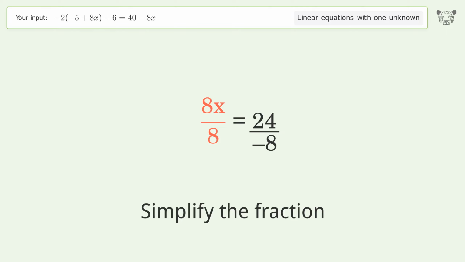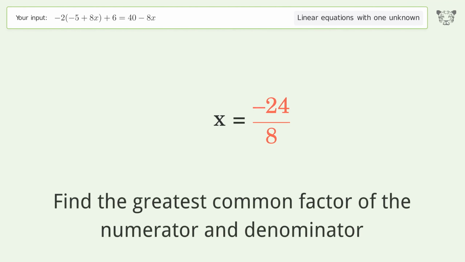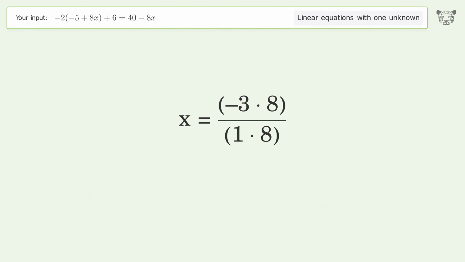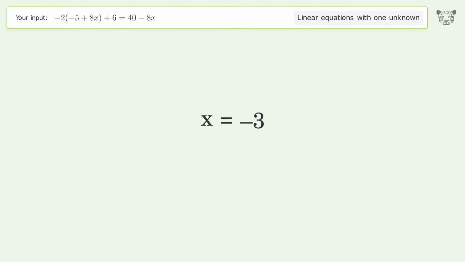Simplify the fraction. Move the negative sign from the denominator to the numerator. Find the greatest common factor of the numerator and denominator. Factor out and cancel the greatest common factor. And so the final result is x equals negative 3.